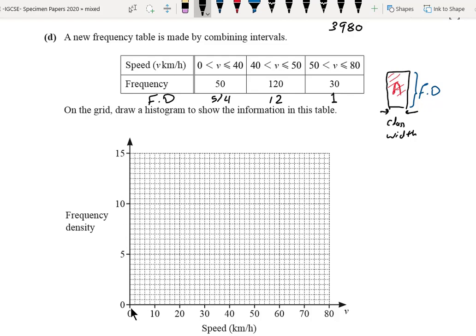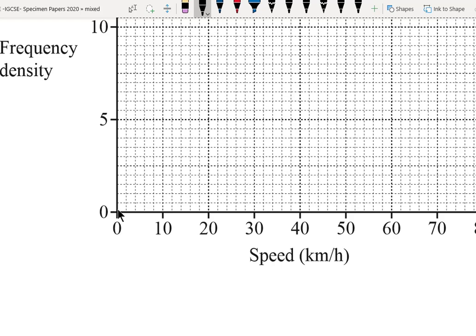Look at the vertical scale here. We have 10 boxes representing 5, so if we divide 5 over 10, each one box represents half. The first bar will have width 40 and height 5 over 4. 5 over 4 means 1 and 1 over 4. This is half, 1, and here. I will start from here and go to here also.